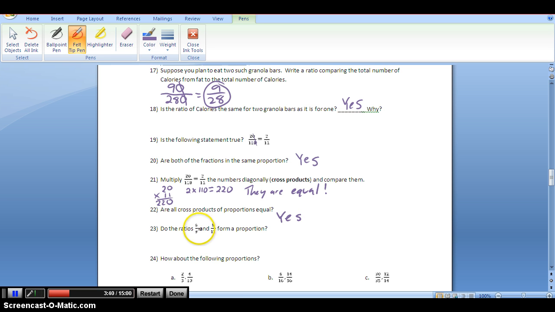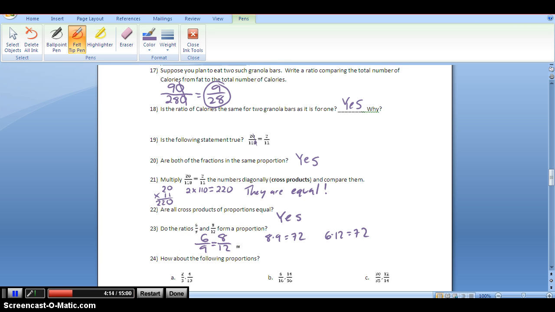So let's see, do the ratios 6/9 and 8/12, are they a proportion? If they are, this would be true, that they're equal. Let's find the cross products. What's 8 times 9? 8 times 9 is 72. What's 6 times 12? This one you might not have memorized. 6 times 10 is 60, plus 6 times 2 is 12. 60 plus 12, is that 72? Yes, so 6 times 12 is also 72. That means 6/9 and 8/12 form a proportion.